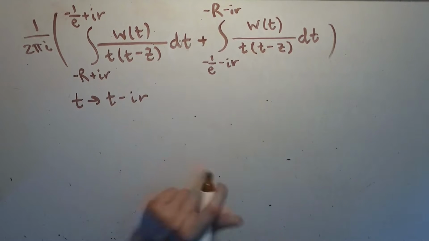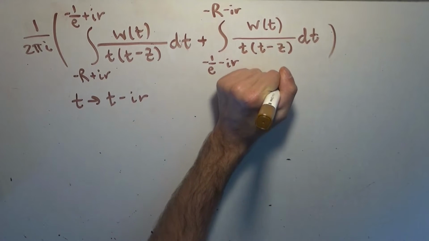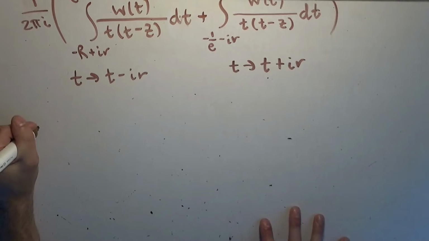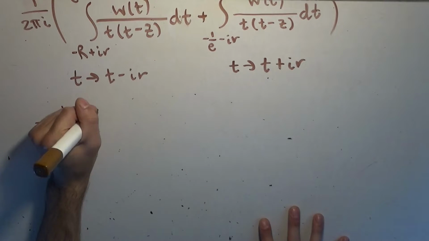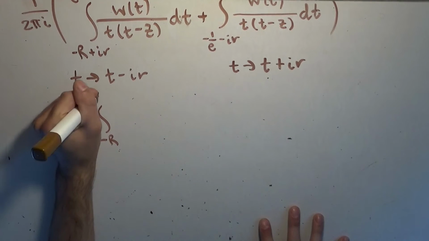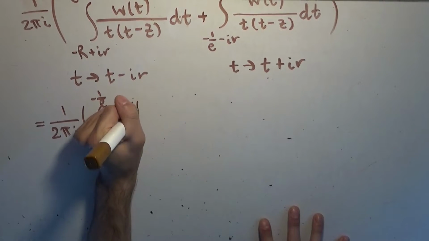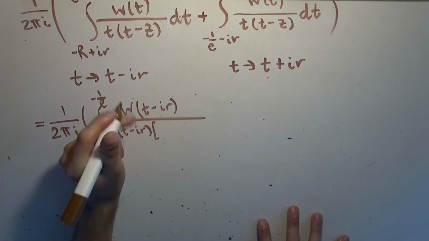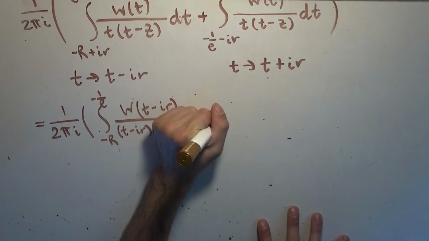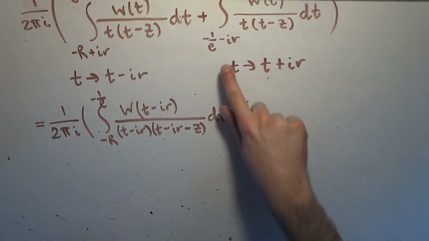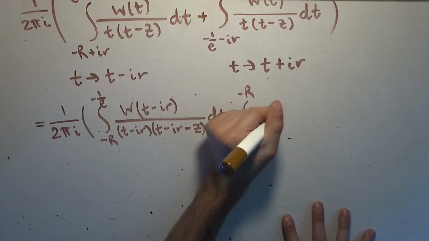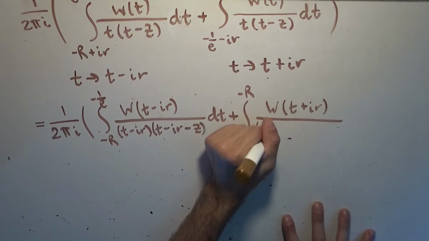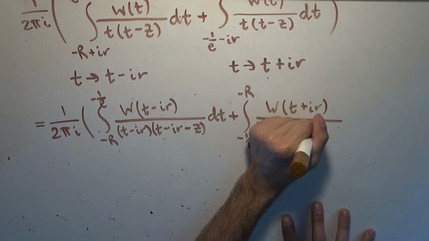For this one, we're going to do a similar substitution, but with t becoming t plus ir to cancel with the negative irs in the exact same way. So doing these two substitutions, we end up with 1 over 2 pi i times the integral from negative capital R to negative 1 over e of w of t minus ir over, now this is a very big denominator, t minus ir times the quantity t minus ir minus z, dt. And now we have this similar looking integral from negative 1 over e to negative capital R of w of t plus ir divided by t plus ir, times the quantity t plus ir minus z, dt.